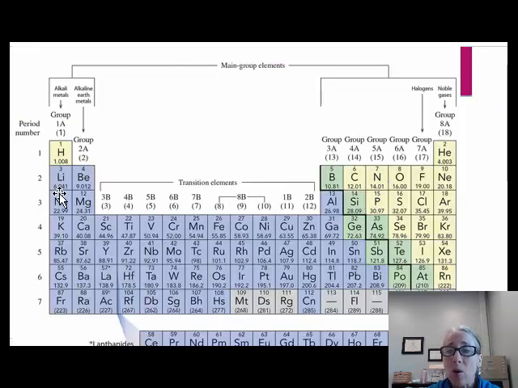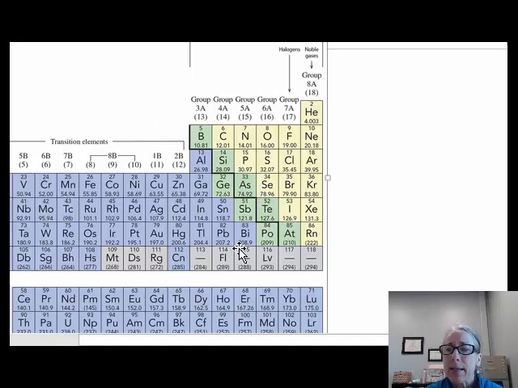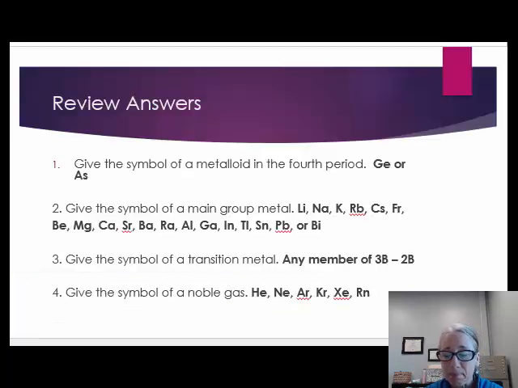Any symbol from the alkali metal or alkaline earth metal family is correct. Also, aluminum, symbol capital A lowercase l, gallium, symbol capital G lowercase a, indium, symbol capital I lowercase n, thallium, symbol capital T lowercase l, tin, symbol capital S lowercase n, lead, capital P lowercase b, and bismuth, capital B lowercase i.